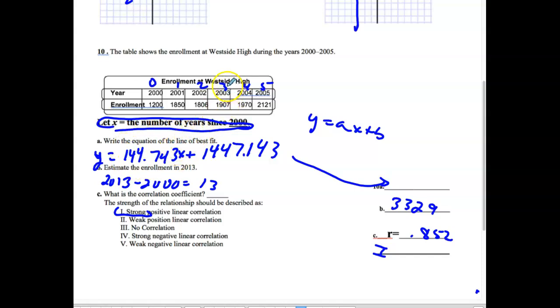So let's say 2003 to 2013, that'd be 10 years, right? So if it goes up 150 every year for 10 years, that's like 1,500. And if I add 1,500 to that, that's pretty close. So I feel pretty good about that answer. I feel like I typed stuff in right.